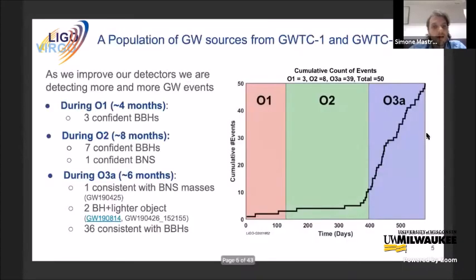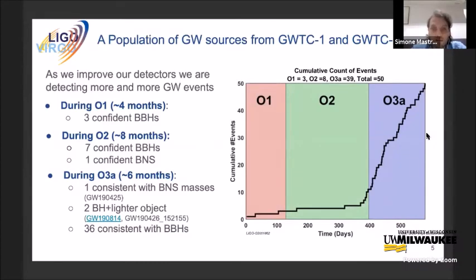Next slide, please. So to summarize, as we improve our detectors, we are detecting more and more gravitational wave events. Indeed, during the first observing run, O1, in just 4 months of data, we detected 3 confident binary black holes. During O2, in just 8 months of data and 3 detectors, we detected 7 confident binary black holes, 1 confident binary neutron star, and finally, in these first 6 months of O3A, we detected 1 event consistent with the masses of a binary neutron star, GW190425, 2 events consistent with the primary mass of a black hole plus a lighter object, GW190814 and GW190426, and 36 events consistent with binary black holes.